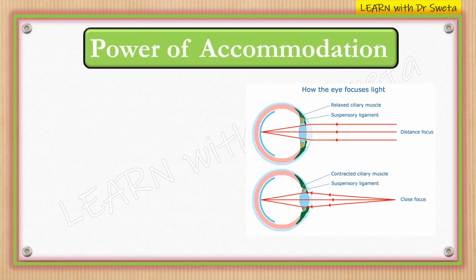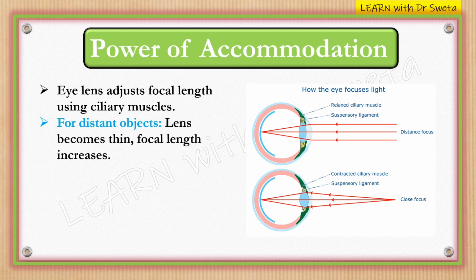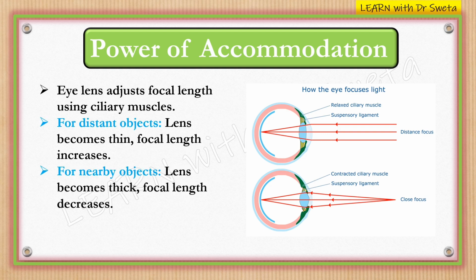Now let's have a look at the power of accommodation. So the eye lens changes its shape to help us focus on objects. For distant objects, the lens becomes thinner, and for nearby objects, the lens becomes thicker. This ability to adjust the focus is called accommodation.